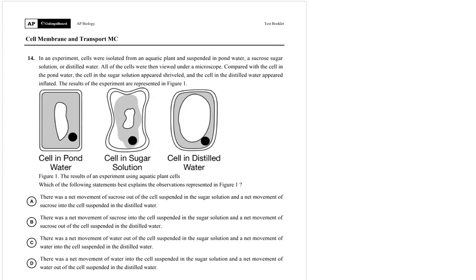So first I want to add some terms to this. The cell that's in the sugar solution, what kind of word could you use to describe that? Yes, plasmolized. Plasmolized. How about the cell in distilled water? How could you describe that one? What's the other word that you could use? It begins with a T.